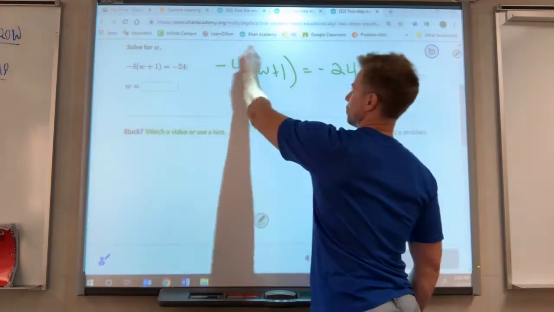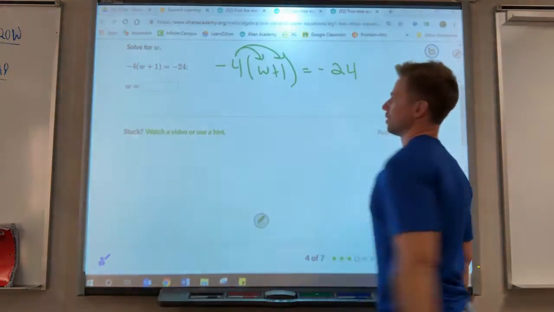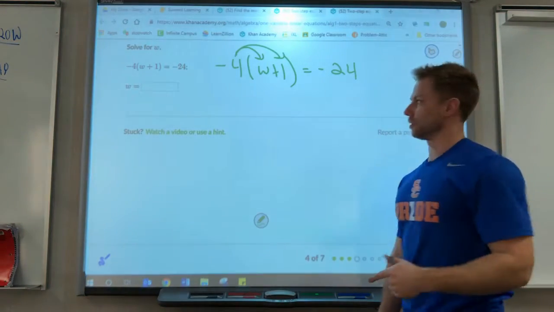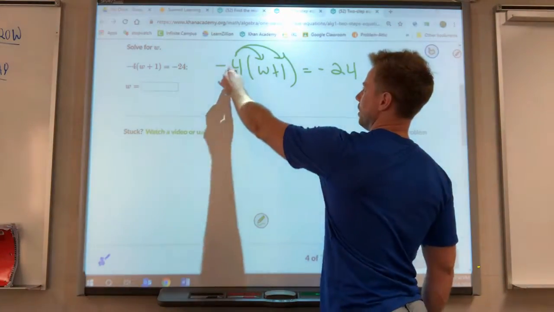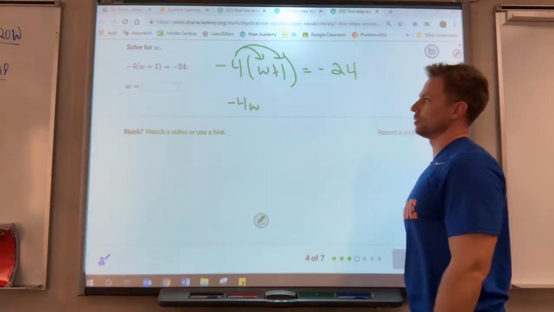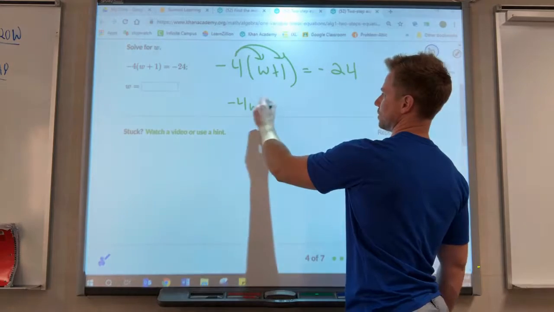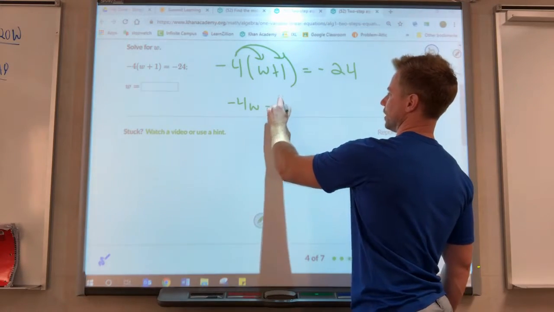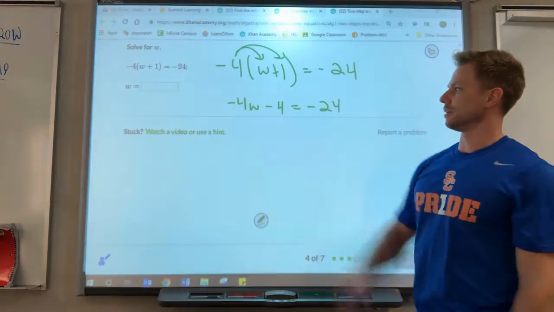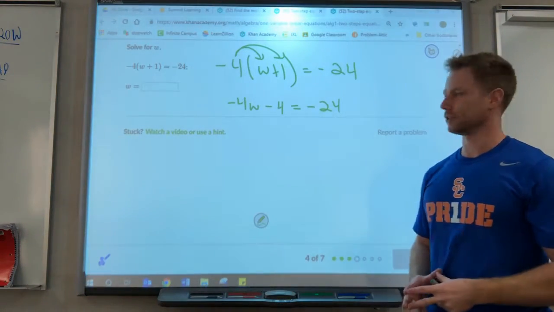We're going to distribute the -4 to everything in the parentheses. That means we multiply everything in the parentheses by -4. So -4 times a positive w gives us a -4w. -4 times a positive 1 gives us a -4. That equals -4. Now we need to get w by itself. We need to solve for w.